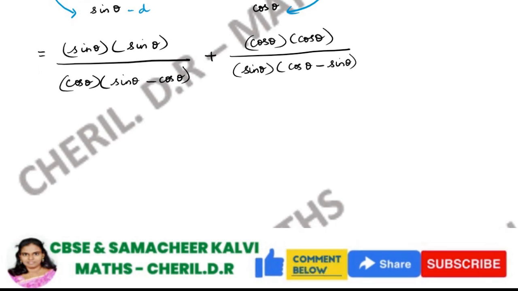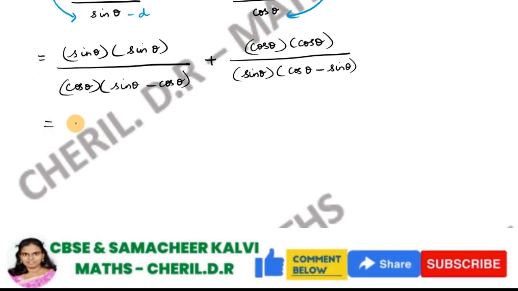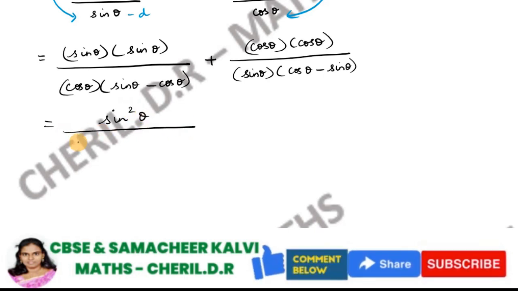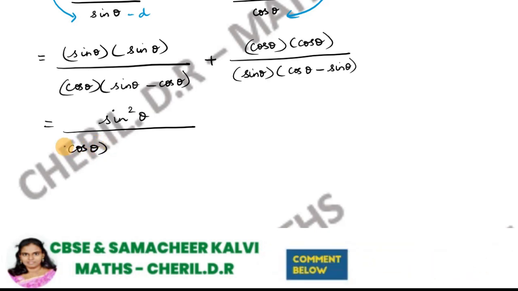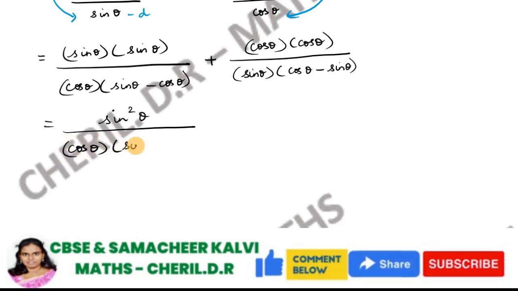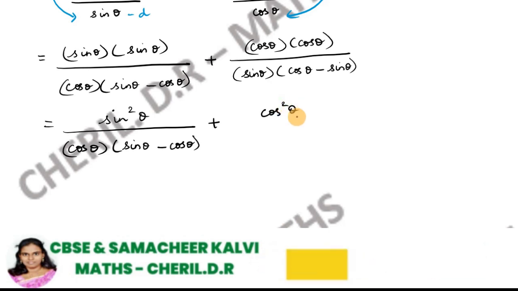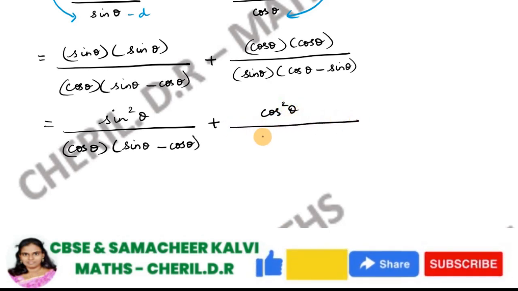Clear? Next, what is sin theta into sin theta? We know it is going to be sin square theta divided by cos theta into sin theta minus cos theta, plus cos square theta divided by, now listen carefully, I am going to do a small change here.